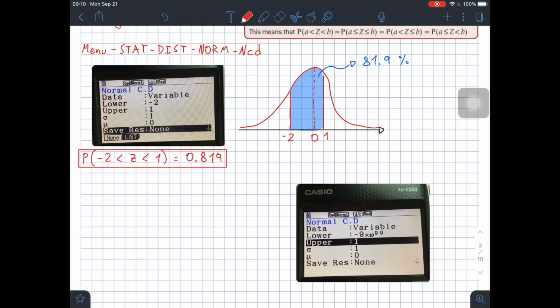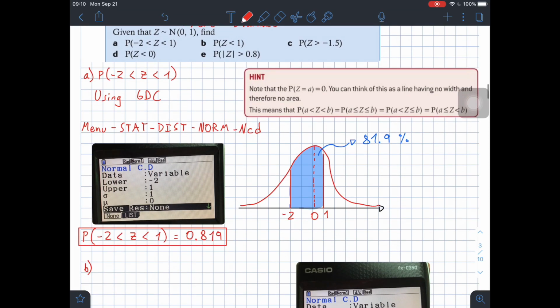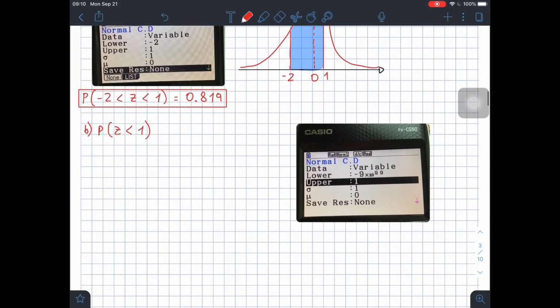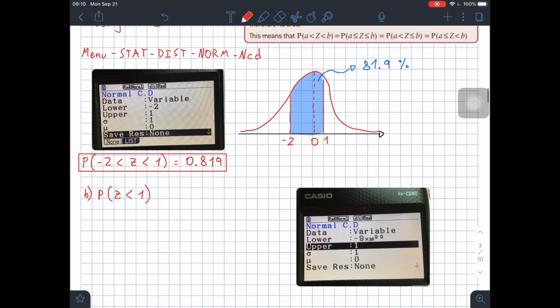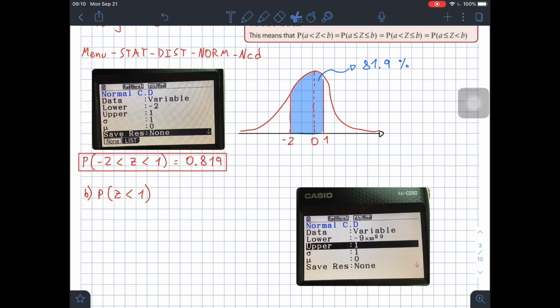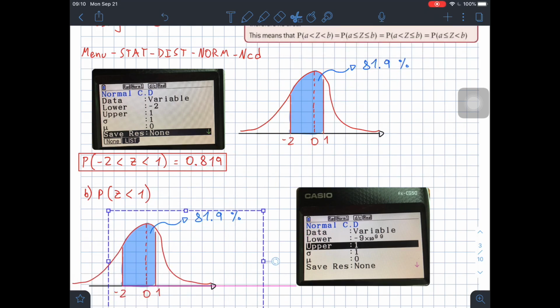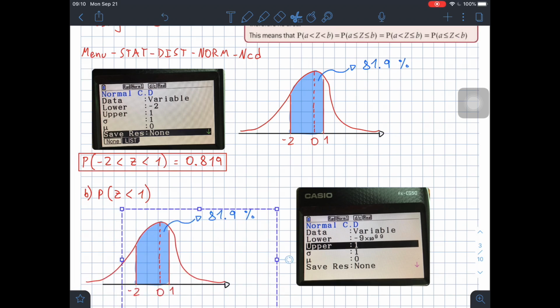Part B says the following. We want to find the probability of C being less than 1. Probability of C being less than 1. Okay. If we do our sketch first to see what's happening, let me copy this. It'll be useful. Let's use the same sketch.